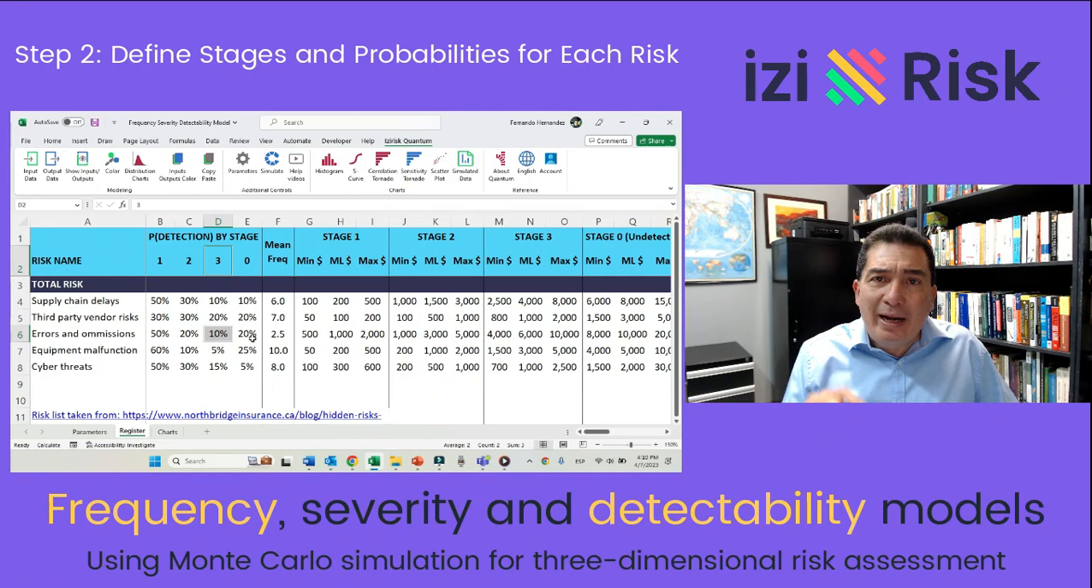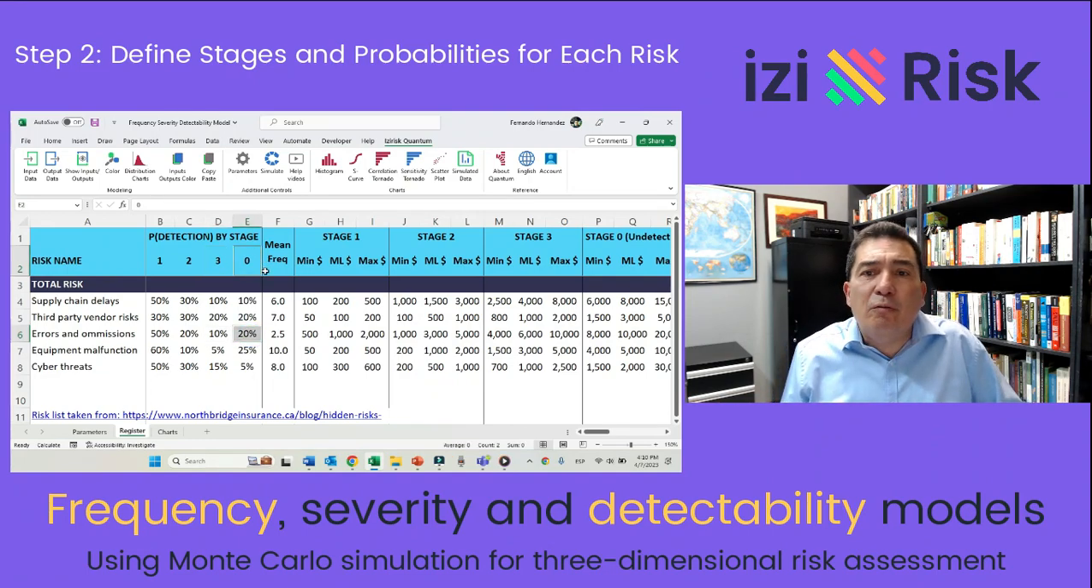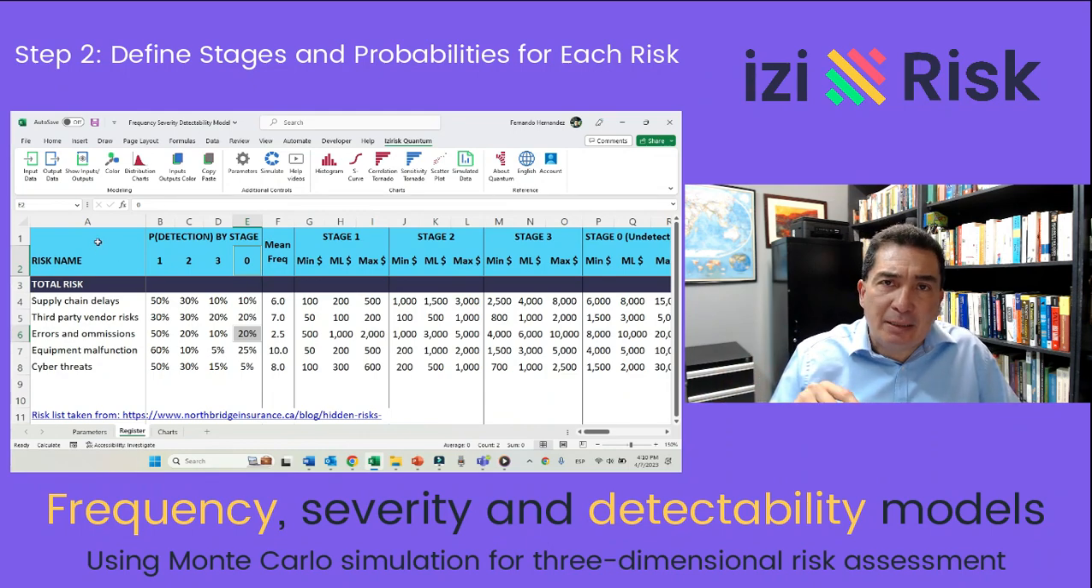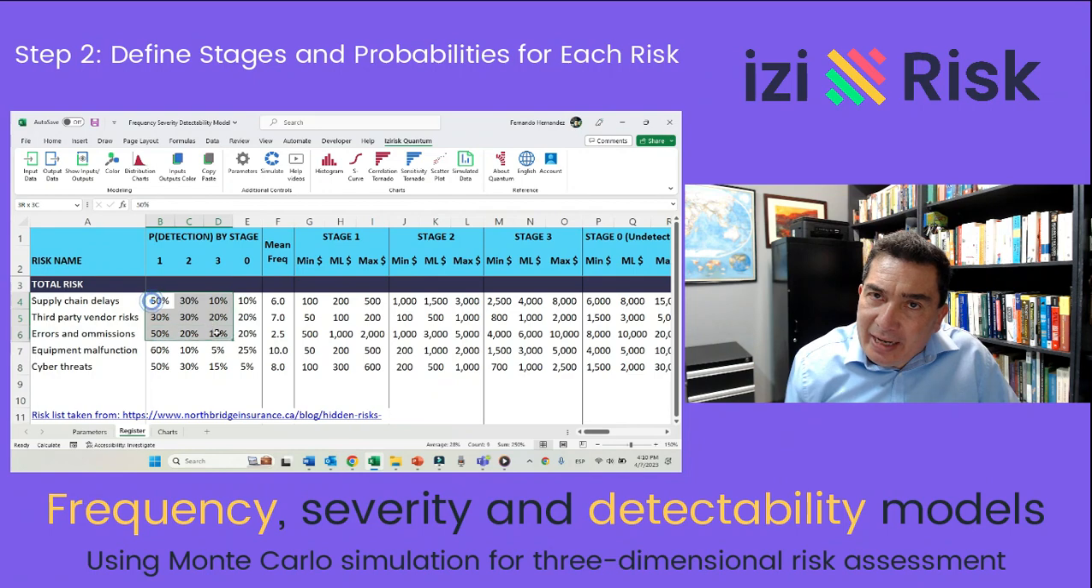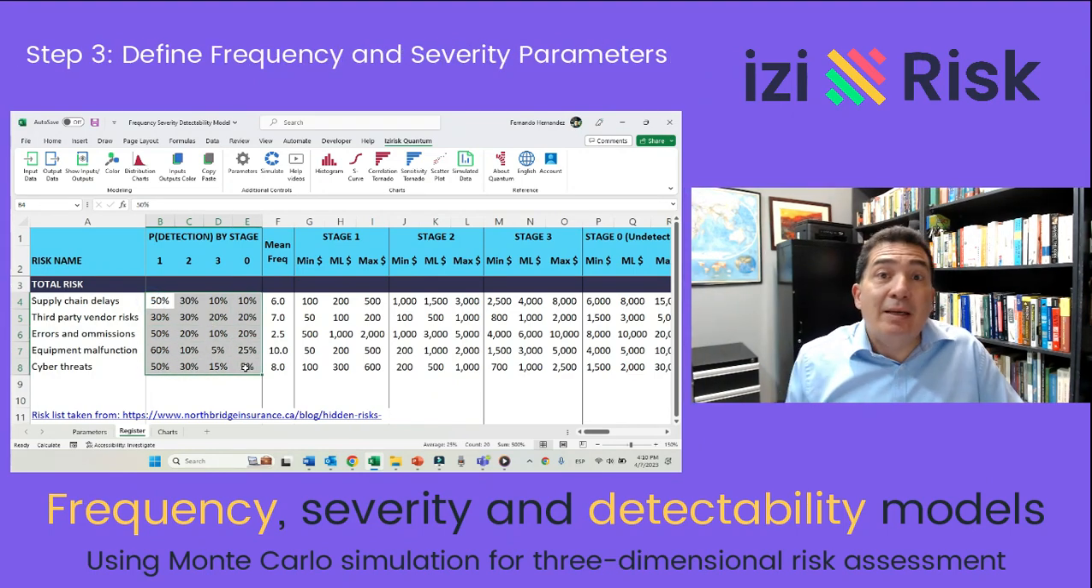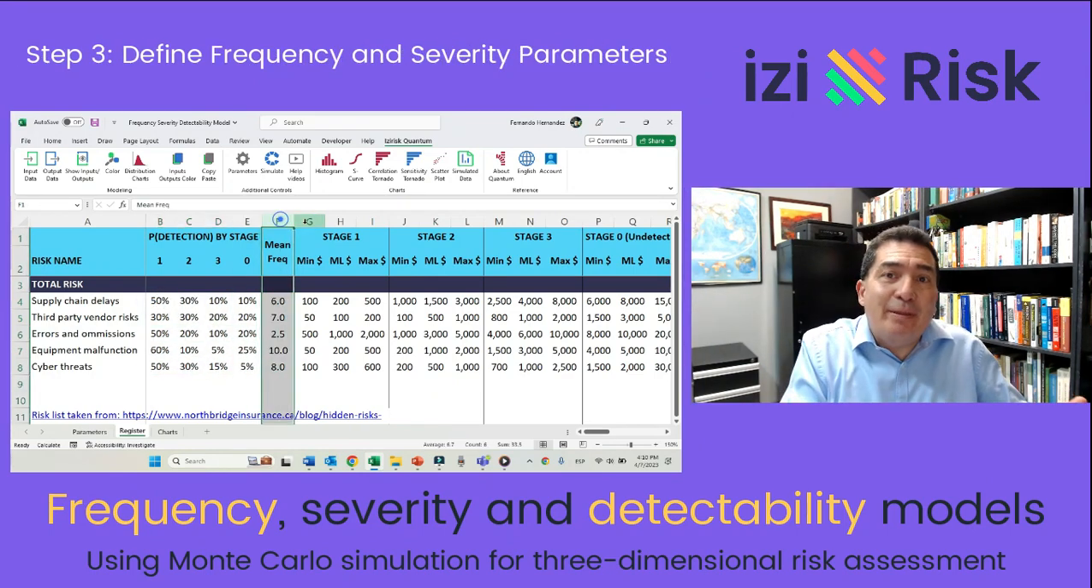There remains a 20% probability that the error and/or omission will not be detected during its life cycle. This stage probability assignment is performed for all the remaining risks. Step 3. Define frequency and severity parameters.